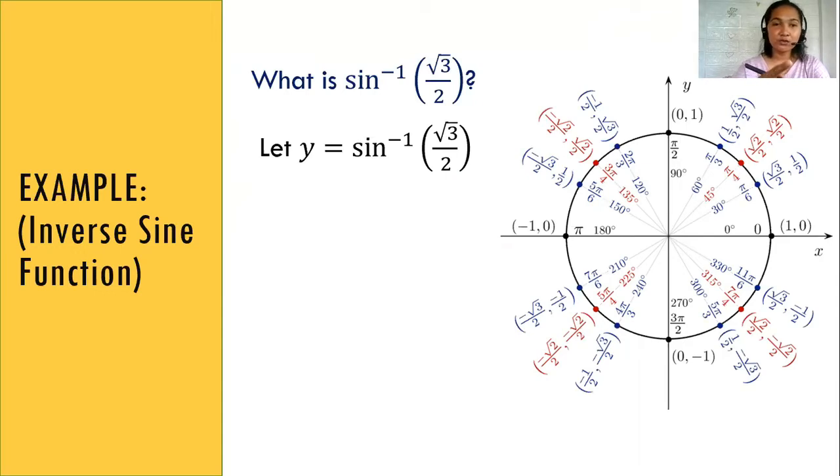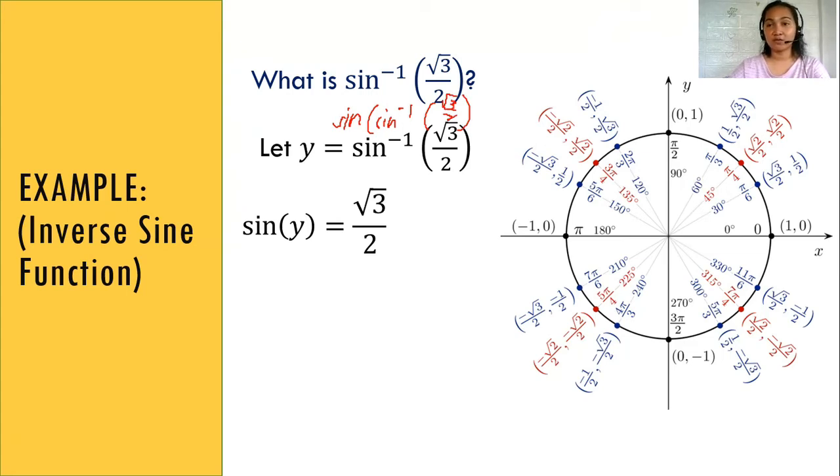If you are going to write this in terms of its sine function, not the inverse sine, we'll have sine y equals square root of 3 over 2. So how are we going to explain this situation right here? We just take sine of both sides of the equation. So we get sine y and then sine of inverse sine of square root of 3 over 2. We can cancel out the operating sine function for us to solve for square root of 3 over 2.